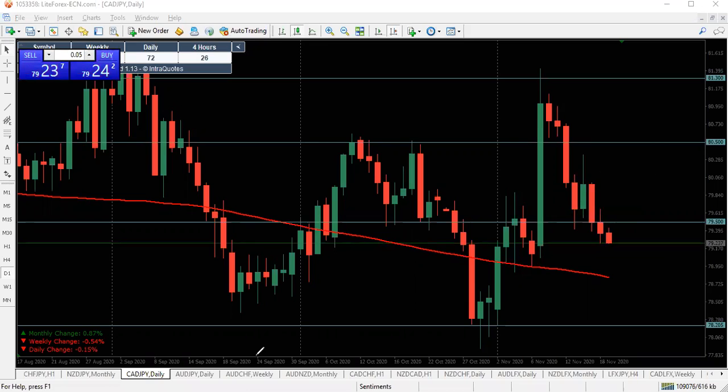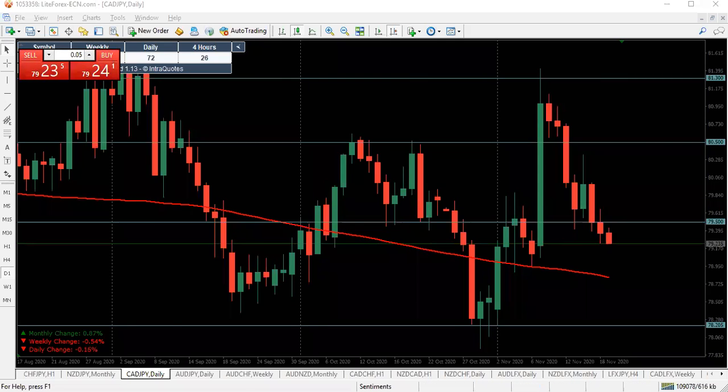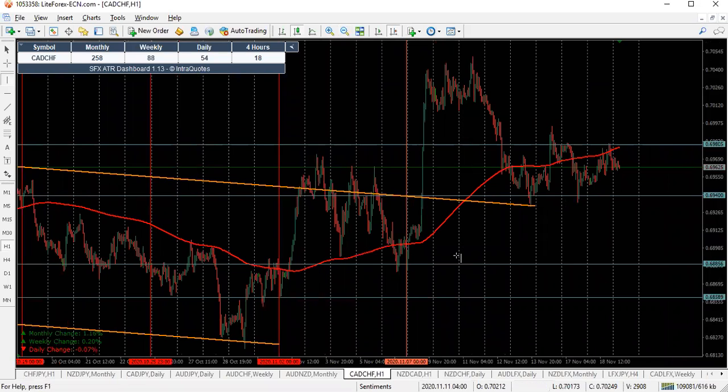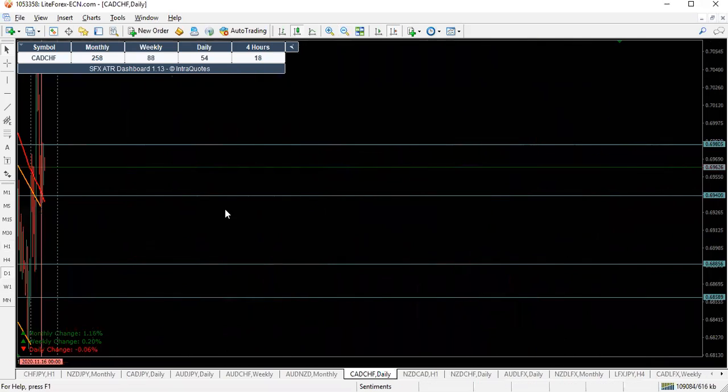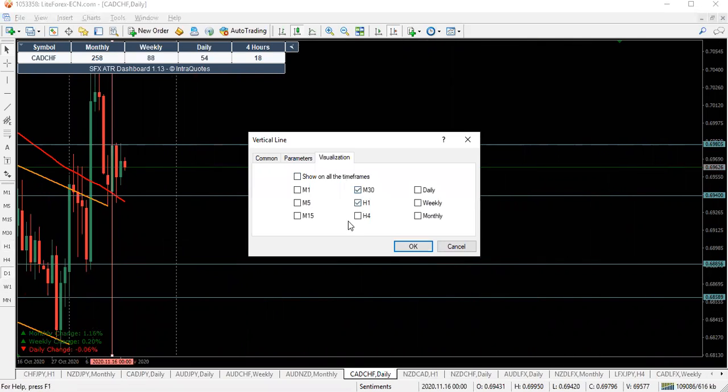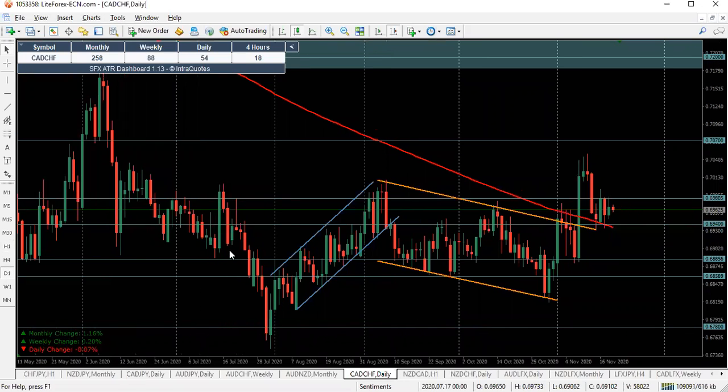Okay, that's for CAD JPY. CAD CHF, I really didn't want to do anything with the CAD CHF now. Just last week, I got into a very wonderful trade on the CAD CHF.